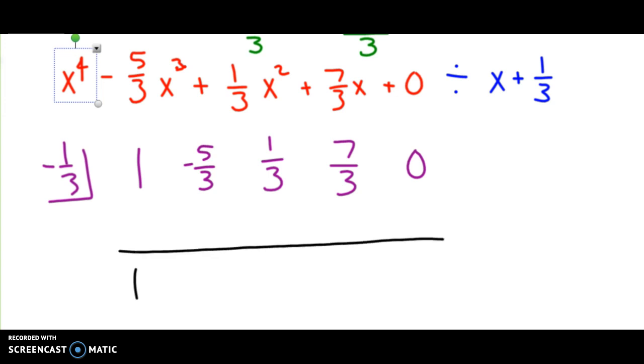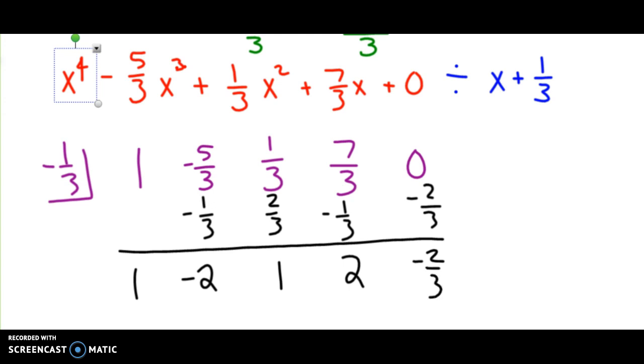I drop my 1 down. Negative 1/3 times 1 is negative 1/3. And we can add these fractions easily. Okay, so negative 5/3 plus a negative 1/3 is a negative 6/3, which is negative 2. Negative 1/3 times a negative 2 is a positive 2/3. 1/3 plus 2/3 is 1. Negative 1/3 times 1 is a negative 1/3. And then I get 6/3, which is 2. And then I get a negative 2/3. I add it together, and my remainder is negative 2/3.